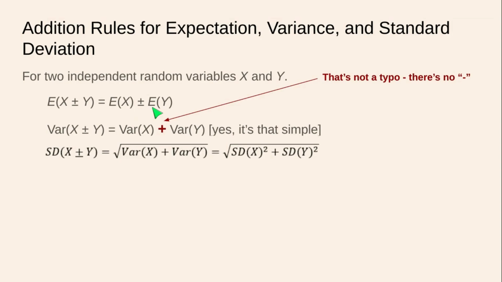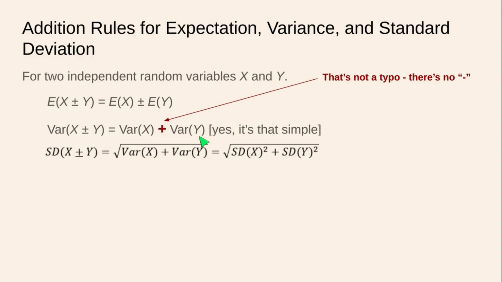Variance, however, is frighteningly simple. The variance of x plus or minus y is equal to the variance of x plus, no minus. That is not a typo. There's no minus the variance of y. Yes, it is indeed that simple.